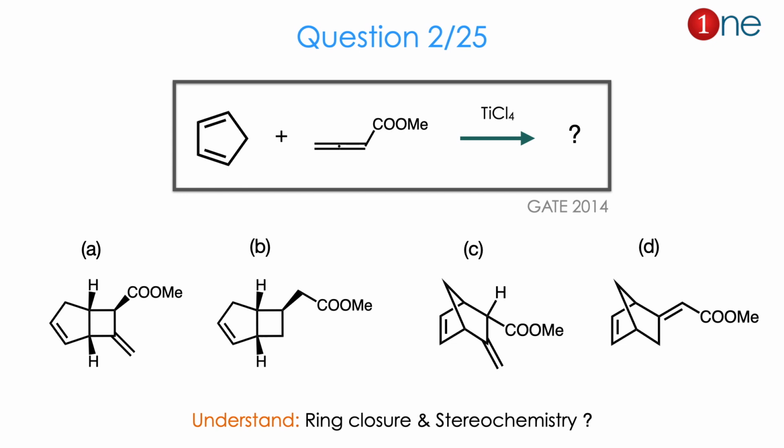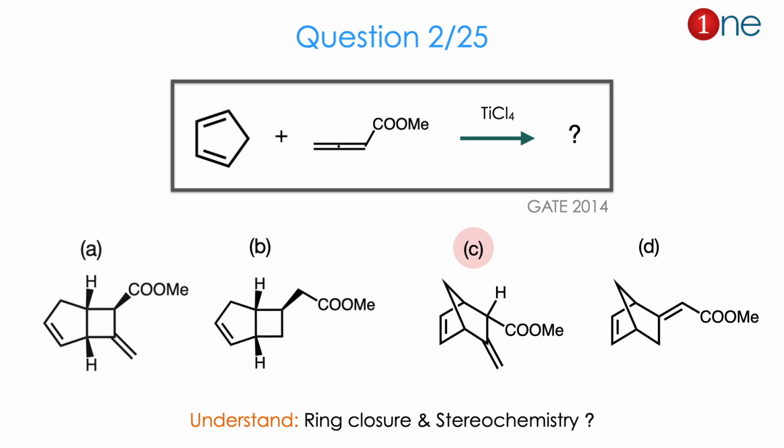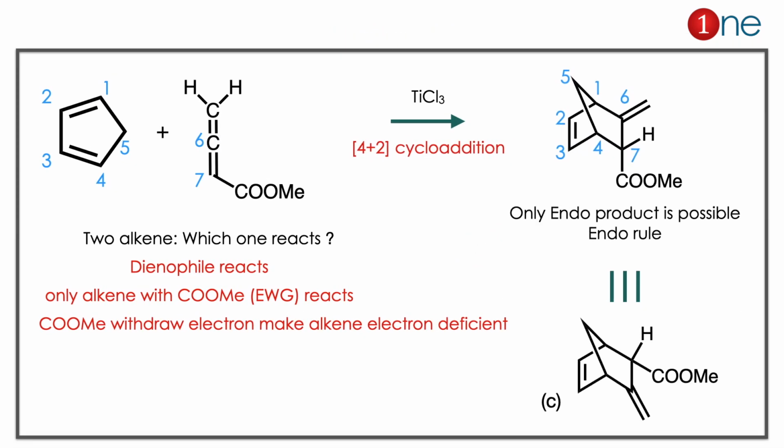Then let us look at the next question. Here they have given a diene and a cumulative diene in the presence of titanium tetrachloride, which is a Lewis acid. They ask you to find the product. The products can be a bicyclic system or a fused 5-member and 4-member system. You also have to find the endo or exo nature, or syn or anti nature. So from the question to the products, you might realize the question is really about ring closure versus stereochemistry. The answer is C. Let us see how.